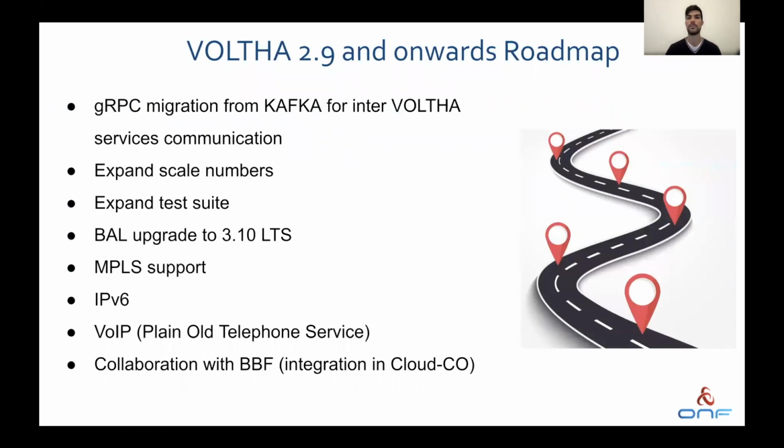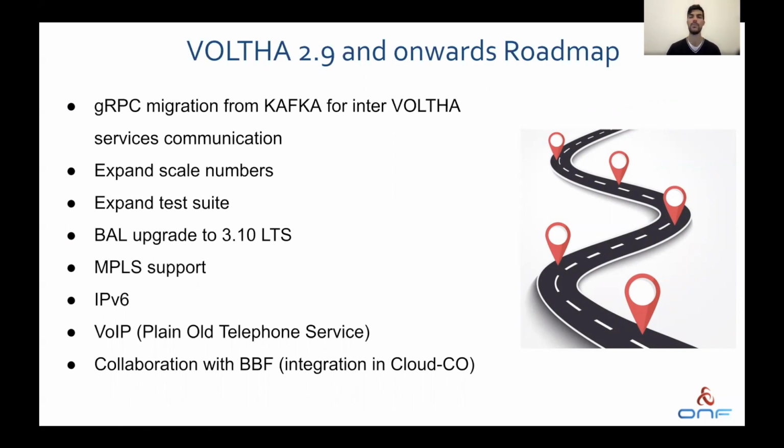So right now, let me finish up with a little bit of VOLTHA 2.9 roadmap, and also a little bit more forward-looking. What we're doing, and we have actually completed this, is migrating from Kafka to gRPC for the VOLTHA inter-service communication. In VOLTHA 2.8, we had Kafka in the middle between the adapters and the core. Right now, we moved away from that and just use Kafka for external events. We also want to expand our scale numbers tenfold, to 100,000 subscribers from the 10,000 we have right now in a VOLTHA pod.